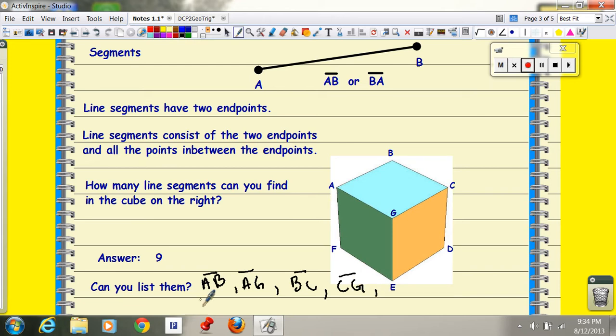Segment AF. Segment FE. Segment ED, or you could say DE or ED, they're the same. Segment CD. And segment GE right down the middle. Those are the 9 segments that are actually shown. There's more that would be in the back, but those are the 9 that are actually showing.